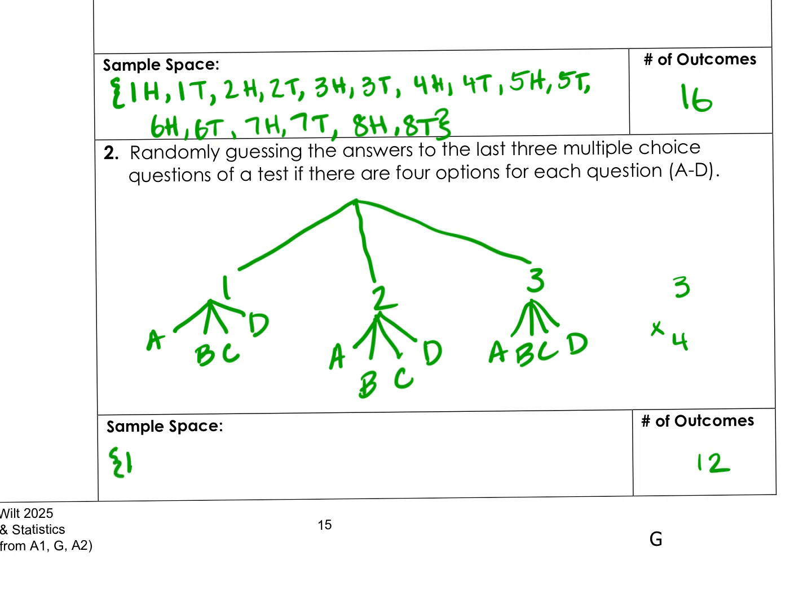So I could have 1A, 1B, 1C, 1D, 2A, 2B, 2C, 2D, 3A, 3B, 3C, 3D. And writing out 12 or 16 is not too bad. When we look at some other ones, let me erase this.